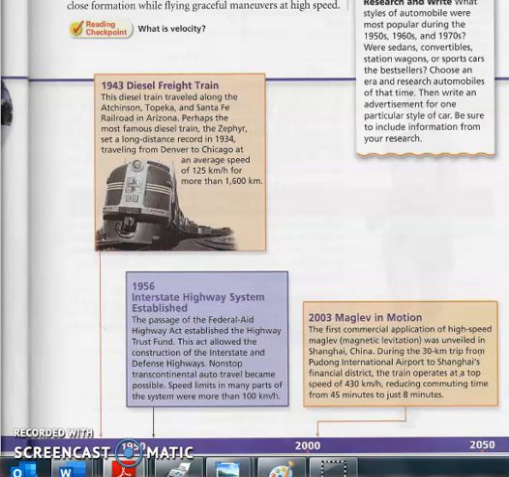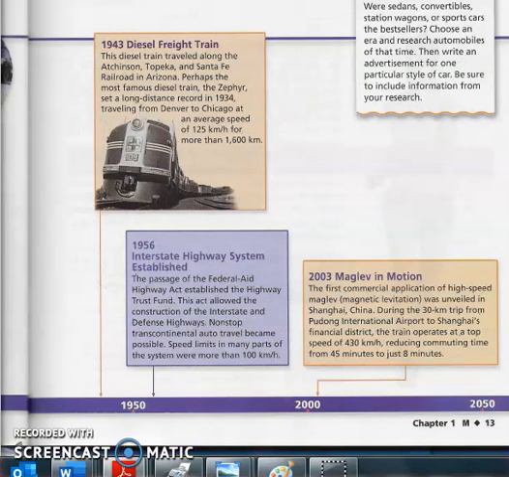In 1956, the Interstate Highway System established. The passage of the Federal Aid Highway Act established the Highway Trust Fund. This act allowed the construction of the interstate and defense highways. Non-stop transcontinental auto travel became possible. Speed limits in many parts of the system were more than 100 kilometers per hour.